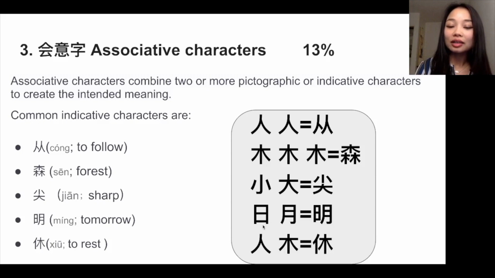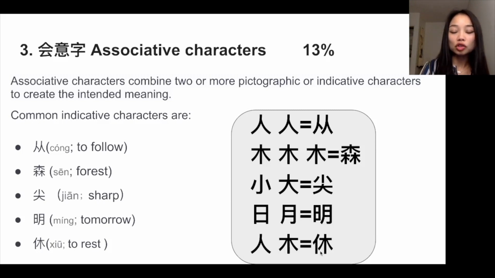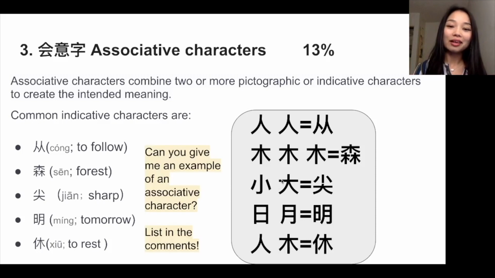This is the sun character, and the moon character. So after one day and one night, we reach tomorrow. Okay, the last character, xiu, means to rest. It's created from a person leaning on the tree to rest. Okay? Can you give me an example of an associative character? Feel free to list in the comments, okay?